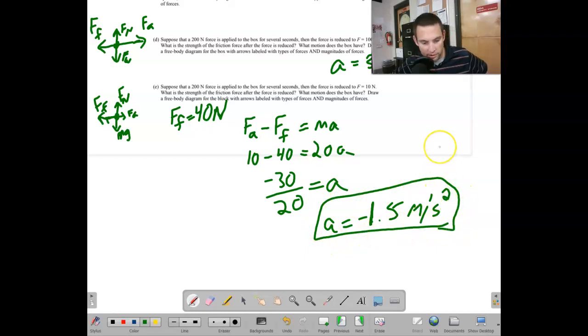Always including the units and give it a nice circle. So that's it for that one. That page almost. I think there's one more left on that page. We'll hit it in the next one.